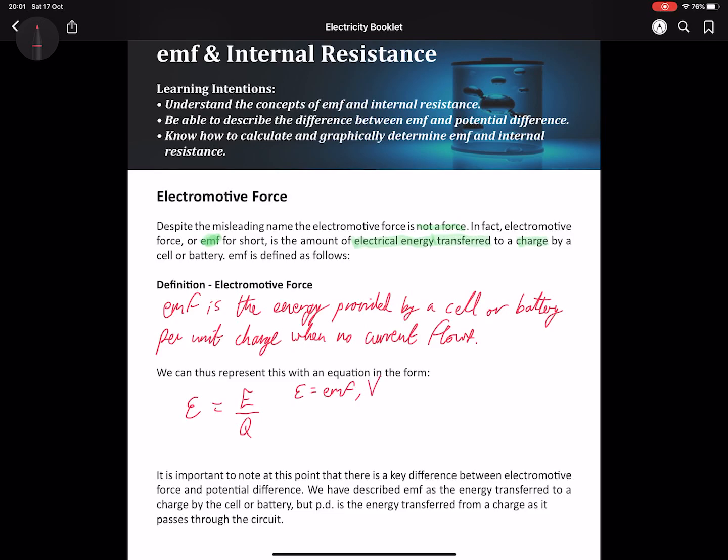Now we can show this in an equation that is very similar to the potential difference equation, because of course it is. So EMF, represented by this curly E here, is equal to the energy in joules, which is the same as work done in the other equation for potential difference, over the charge Q. And naturally, EMF is given the unit V for volts.